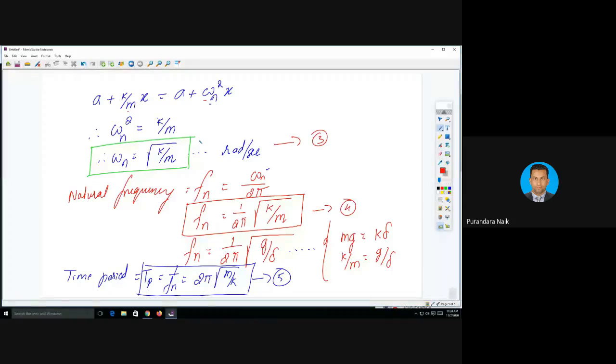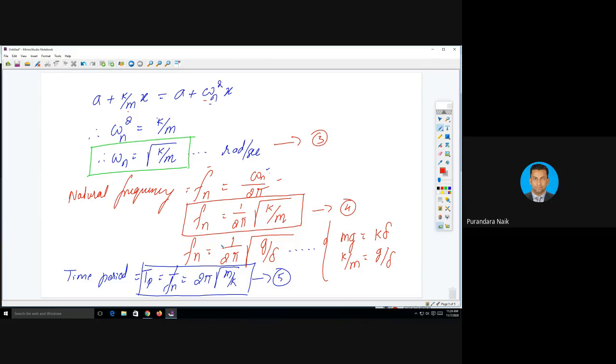Next, to derive the equation for Fn, the natural frequency is equal to omega n by 2 pi, which you know, I have given a note. If you substitute the omega n value, the square root of k by m, Fn is equal to 1 by 2 pi times the square root of k by m. Taking the value of k by m from position 2, where mg is equal to k delta, k by m is equal to g by delta. If you substitute that, we have an Fn equation in terms of g and delta.